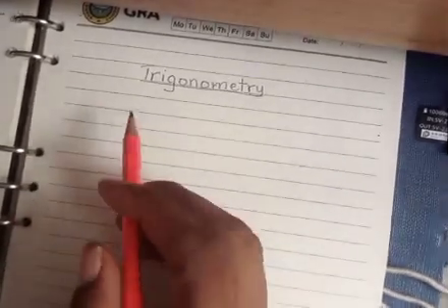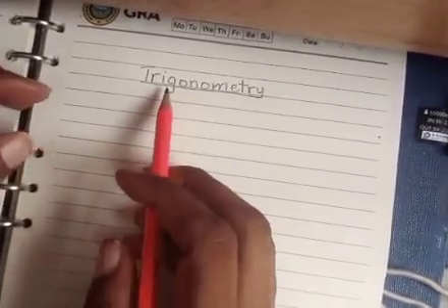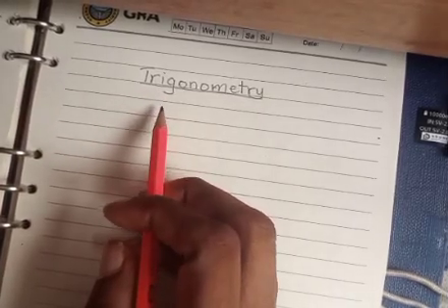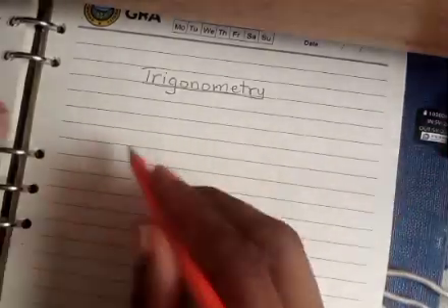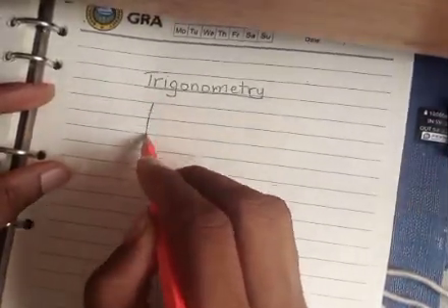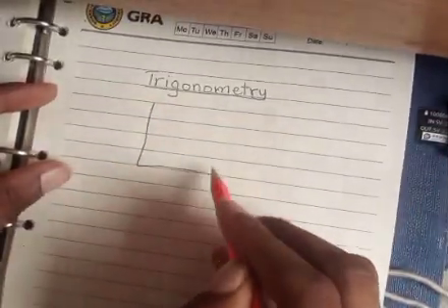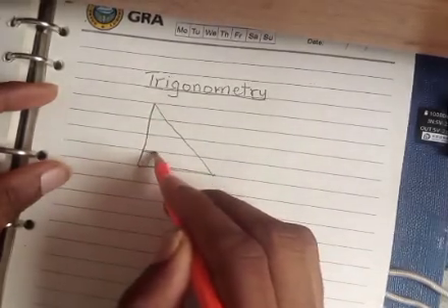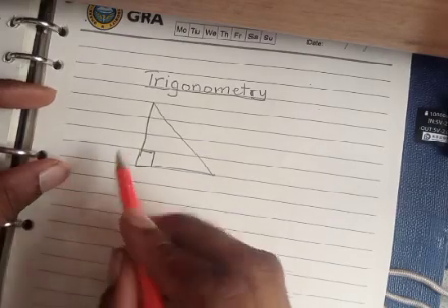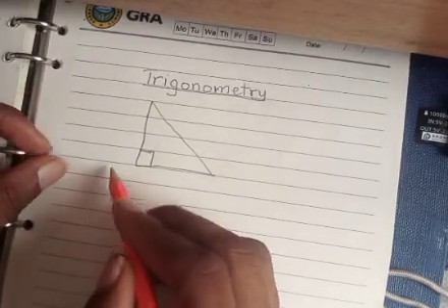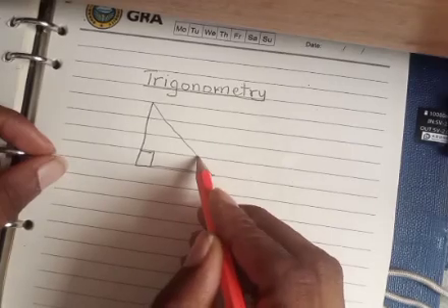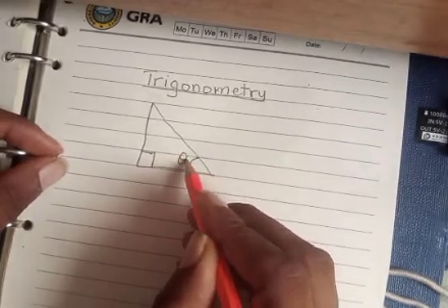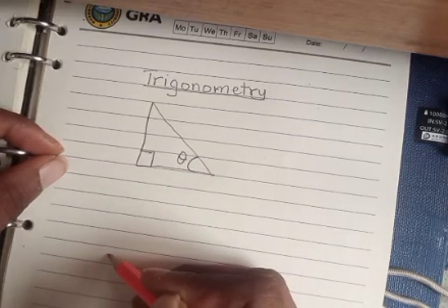Okay, so let us look at the concept of trigonometry. With trigonometry, we are going to use a right-angled triangle. Please don't forget the right angle symbol. Now, with trigonometry, we want to introduce an angle. If an angle is introduced, we want to name the angle theta, right?